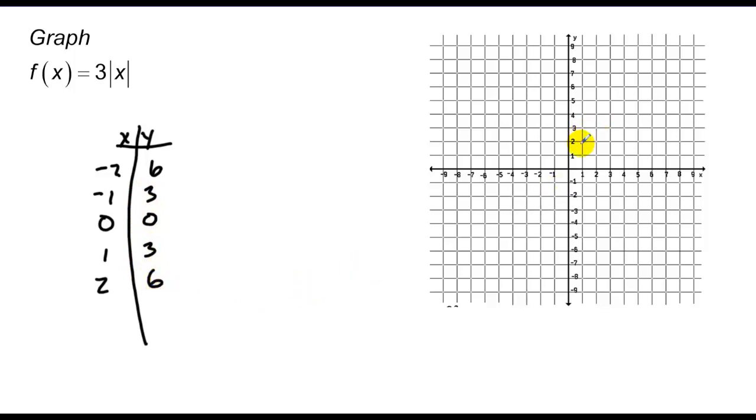When I graph this, notice what's happening. This graph is noticeably steeper, skinnier, I don't know how you want to call it, but it's definitely changed. But my vertex is at 0, 0. So we've got something going on. There's got to be patterns happening. And in fact, there is.